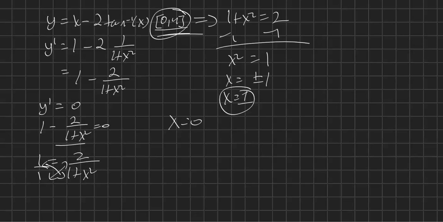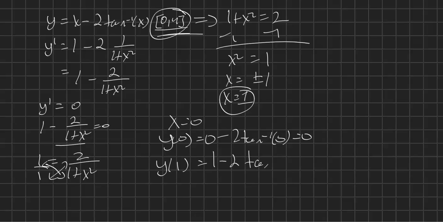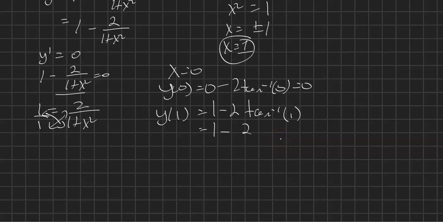So when x has the value 0, plug it into the function. So y of 0, you compute that. So 0 minus 2 tangent inverse of 0, that's 0. Okay, and then you check y of 1, so it's going to be 1 minus 2 tan inverse of 1, so you got to work with that a little bit here. Tangent inverse of 1 is pi over 4, right? So it's 1 minus, cross off 2, so that leaves pi over 2 right here. So it's 1 minus pi over 2.